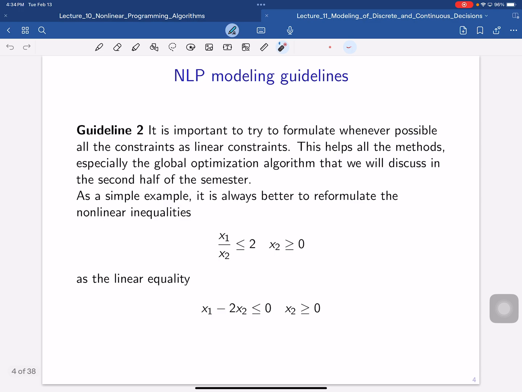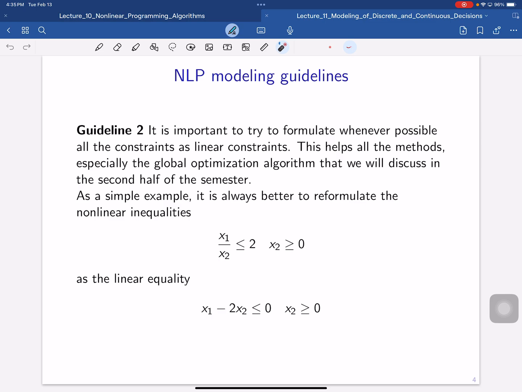The second guideline is quite straightforward. It says whenever possible, you would like to linearize the problem, right? If you can formulate the problem as a linear problem, do not formulate it as a nonlinear problem. Here's a simple example to demonstrate the idea. If you have a constraint like this, saying x1 over x2 is less than or equal to 2, and x2 is non-negative, right? It's very simple. You can linearize this just by multiplying x2 on both sides. Since x2 is greater than or equal to 0, this is nothing but this linear inequality here, right?